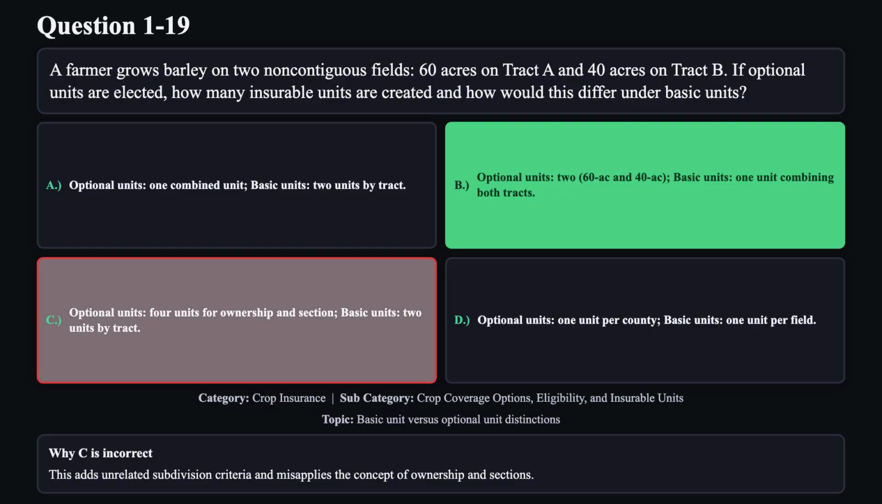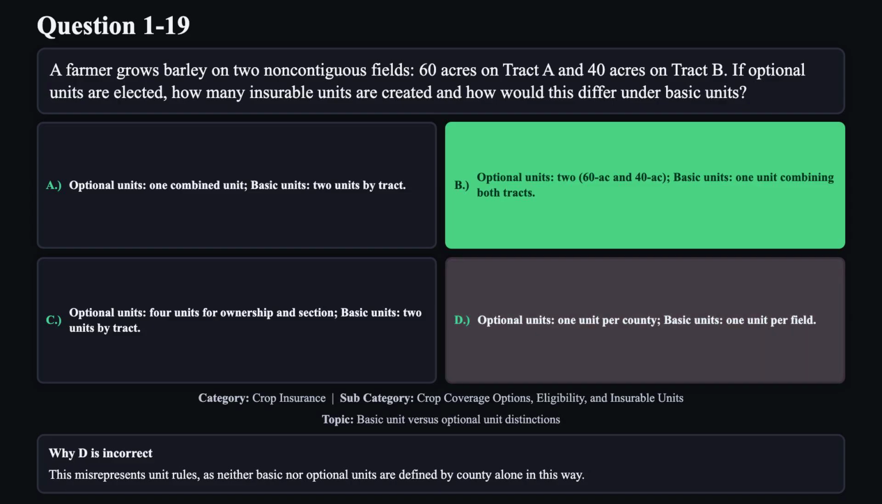Reason C is not correct. This adds unrelated subdivision criteria and misapplies the concept of ownership in sections. Reason D is not correct. This misrepresents unit rules, as neither basic nor optional units are defined by county alone in this way.